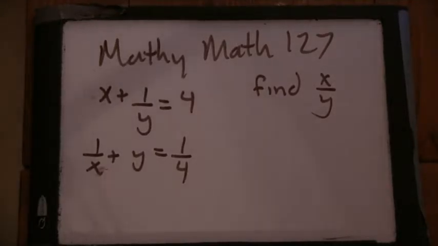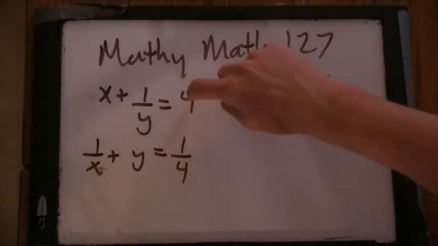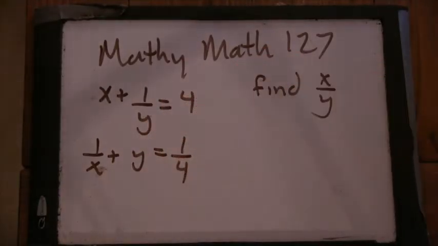This is a problem from the challenge section in Art of Problem Solving, chapter 5, on multivariable linear equations. They say it's from an old ARML, which is a high school math contest. It says x plus 1 over y equals 4, and 1 over x plus y equals 1/4. Find x over y. That's a pretty good challenge, actually.